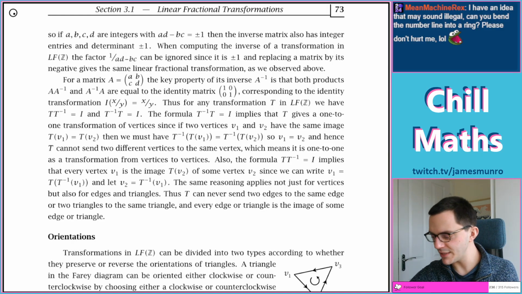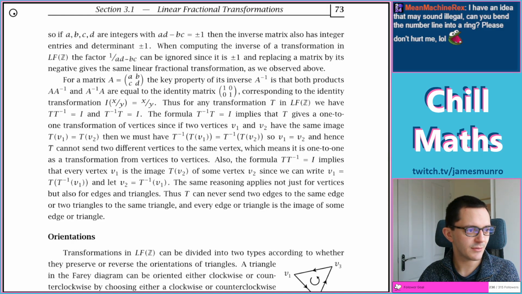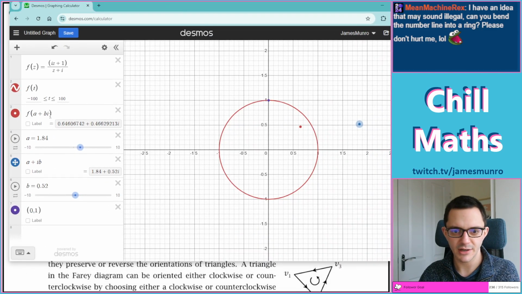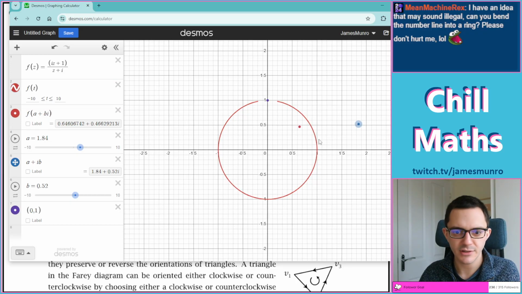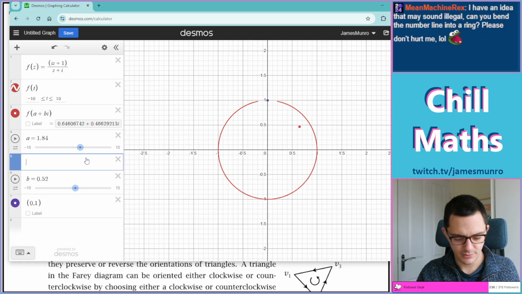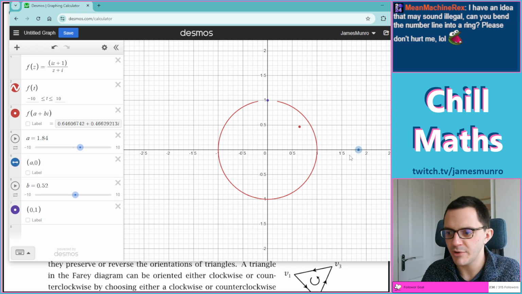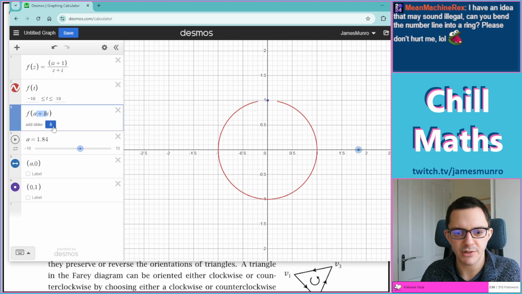Can you bend the number line into a ring? That's what we're doing. Here it is. So if the largest number you know about is 10, then let me show you this. And let me switch off this. A is now real. And B should be 0.